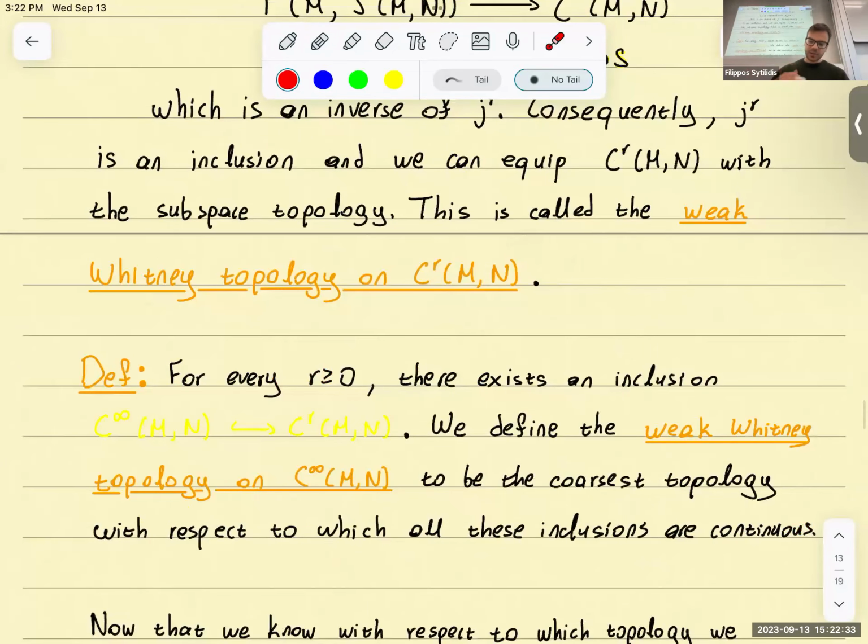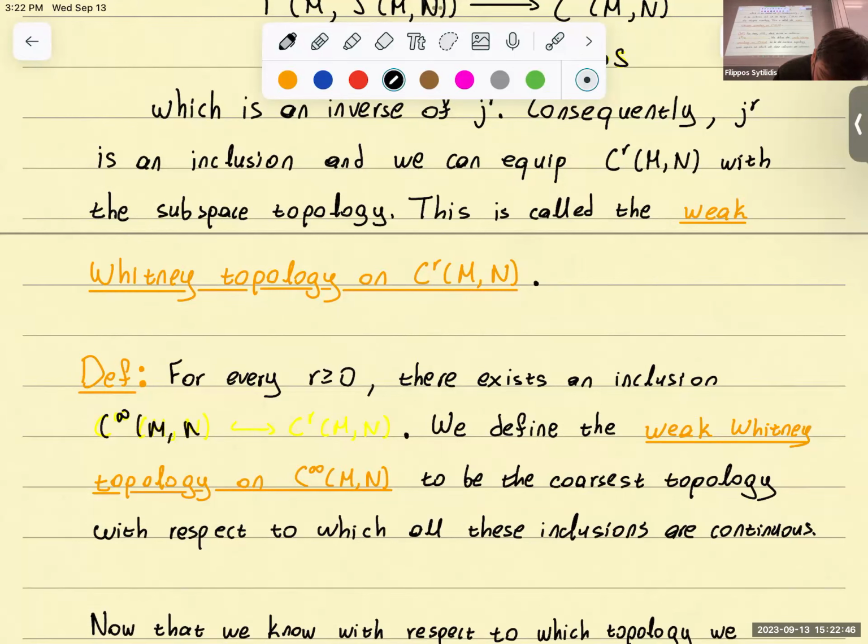And then, once you have these topologies on C^R, we can get a topology on C^infinity. For any R, I have an inclusion from C^infinity to C^R. And I'll just define the C^infinity topology to be the closest topology that makes all these inclusions continuous.